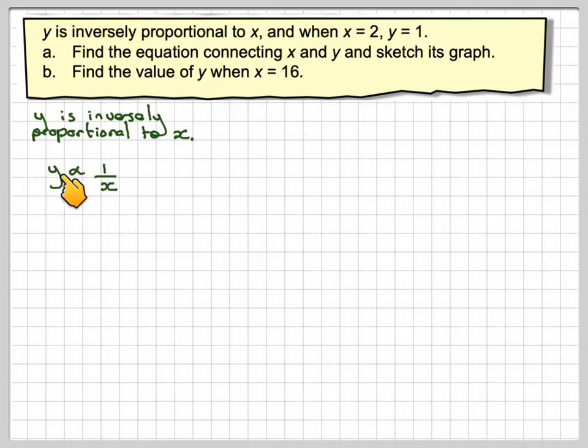Okay, so y is inversely proportional to x. So we now write this. Y, this means proportional to, but if it's going to be inversely proportional, we now have to write it as 1 over x. And therefore, that now means that y is equal to k over x.